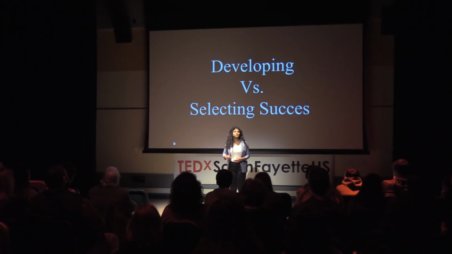So let me simplify it for you. Let's start off with a basic question. Are we developing or selecting success? Developing success would mean that we give our students the tools they need to succeed. We provide them with the resources and the skills that they can use in their futures in order to gain their own successes. However, if we're selecting success, we're basically leaving them on their own and telling the top students that they get the best opportunities, and the rest of them are kind of left to their own devices.